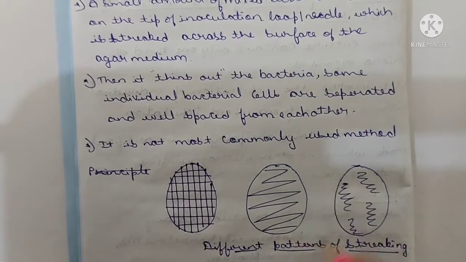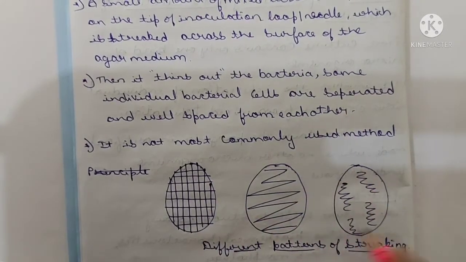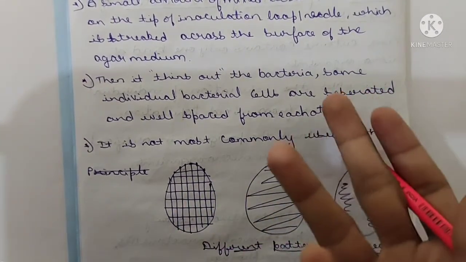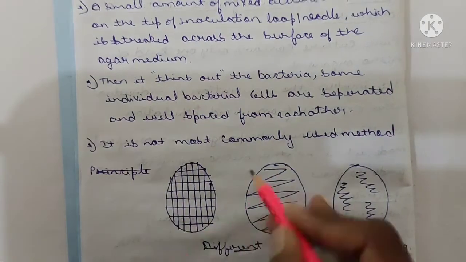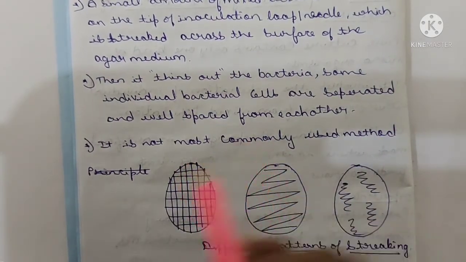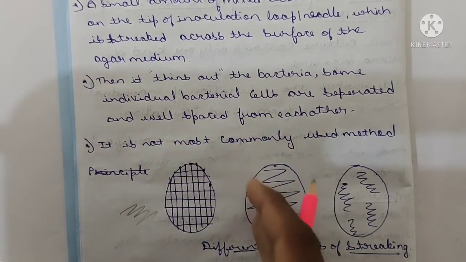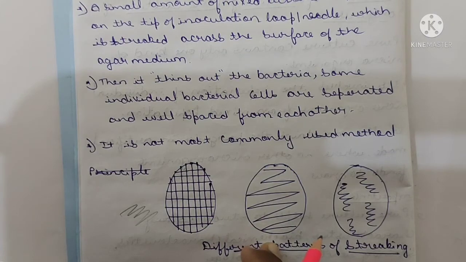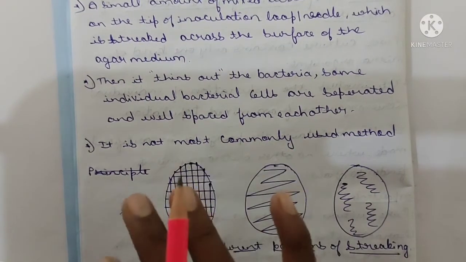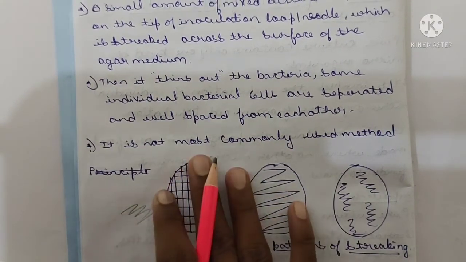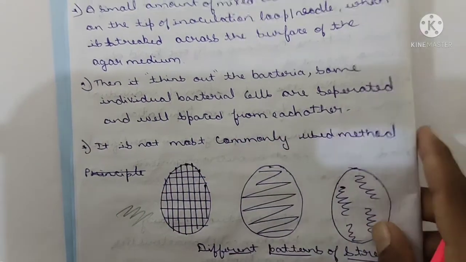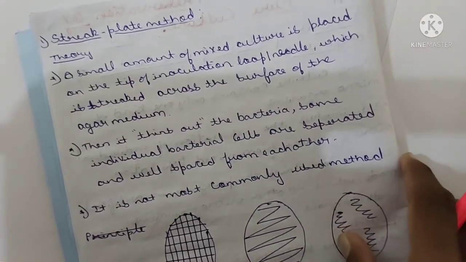scratching. Yes, this is the streaking method. While we are making this type of scratches on the medium, what happens is the colonies will form. That colony will help us study the characteristics of that microorganism. Yes, that's one type of pure culture method, the methods of pure culture.